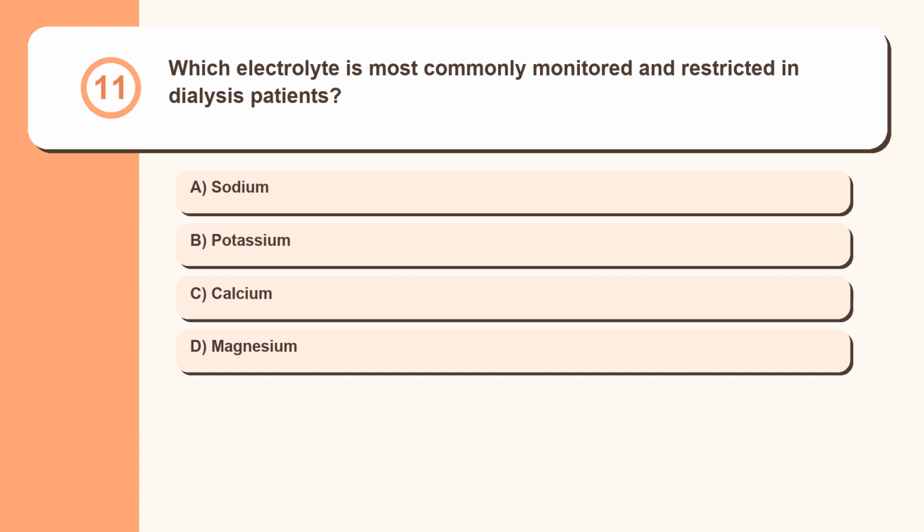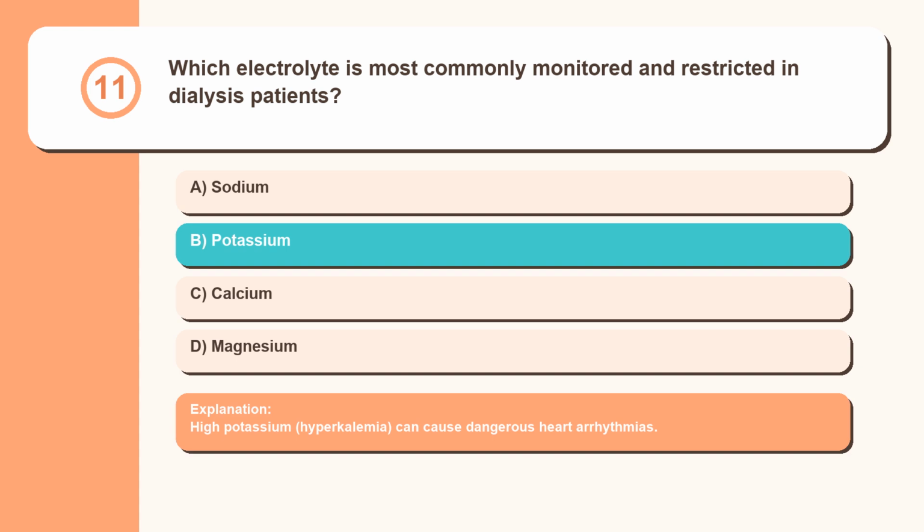Question 11. Which electrolyte is most commonly monitored and restricted in dialysis patients? Sodium, potassium, calcium, magnesium. High potassium, hyperkalemia, can cause dangerous heart arrhythmias.